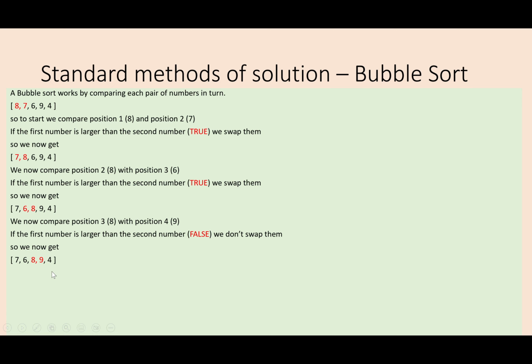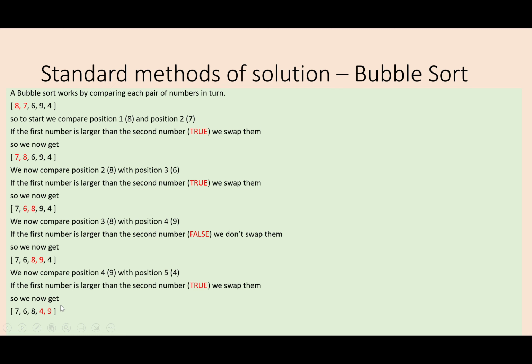We're now going to move on to position 4 and 5. So we compare position 4, which is 9, with position 5, which is 4. So that's these two. And we get a true because position 4 is bigger than position 5. So we swap them around, so we now get that. And we've been through one pass of the array, but it's still not sorted. So we need to repeat that process until we can say that no swaps have taken place. When no swaps have taken place, we know that the array is sorted.